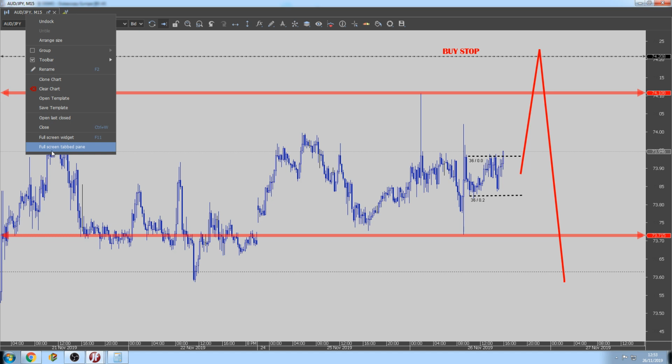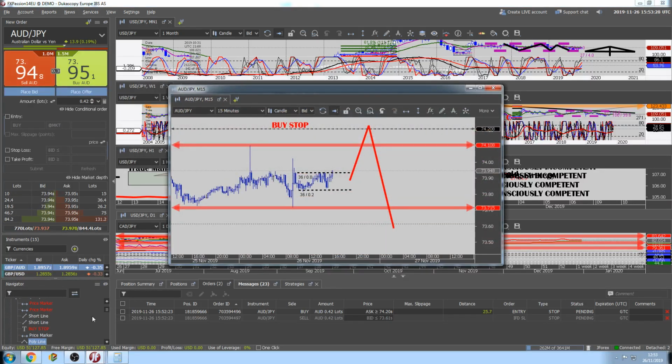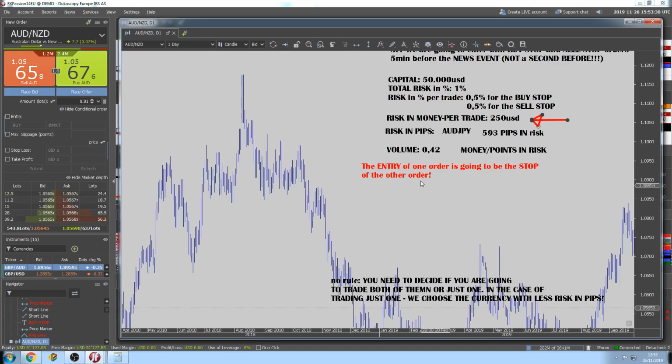Could be a little bit more, but as we said, we didn't do the calculation about the spread. Okay, so this is one. Our calculation is okay, volume is okay. So the entry order of one order is going to be the stop loss. Okay, now we have everything.